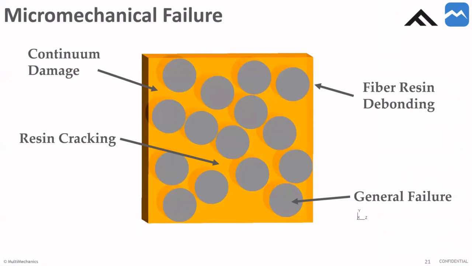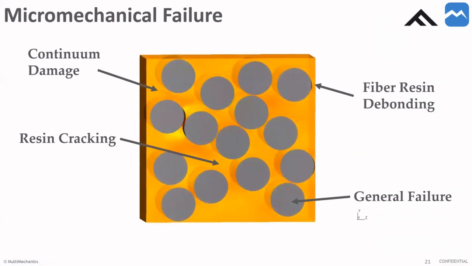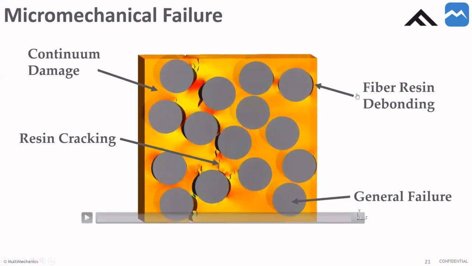When we start incorporating failure, this is where MultiMech really separates itself from other type of microstructure generation tools, is that we can implement failure. So if you have certain resin properties, when you're solving this RBE, it's clearly dependent on the constituent material properties that you have. We can incorporate continuum damage into the resin. We can also do fiber resin debonding, which we're seeing here. That fiber resin debonding leads to resin cracking, which you can also see here.